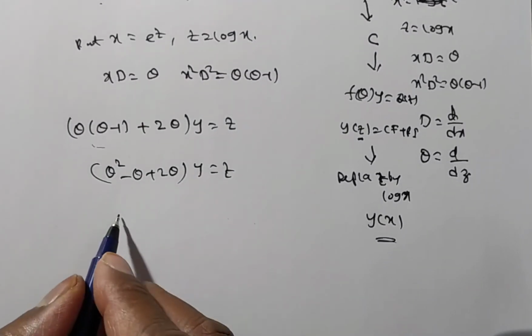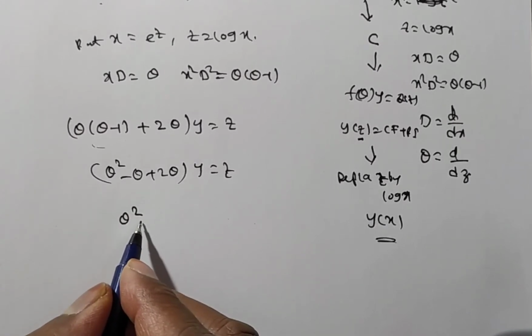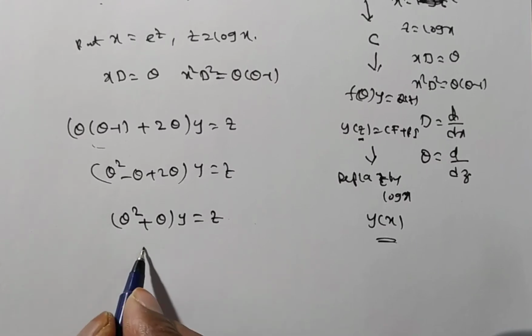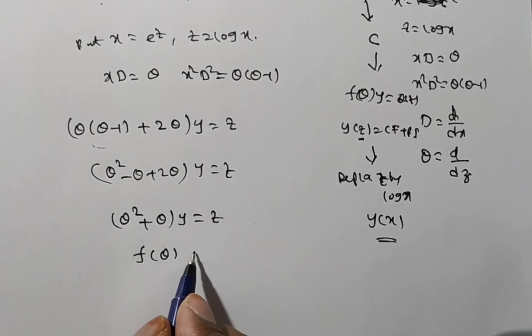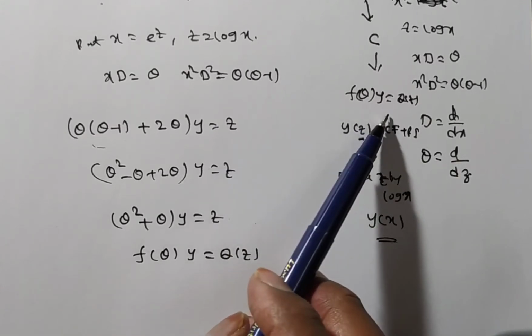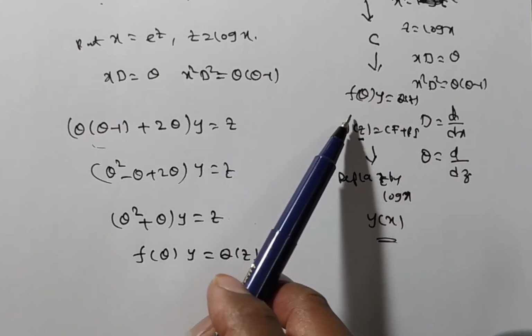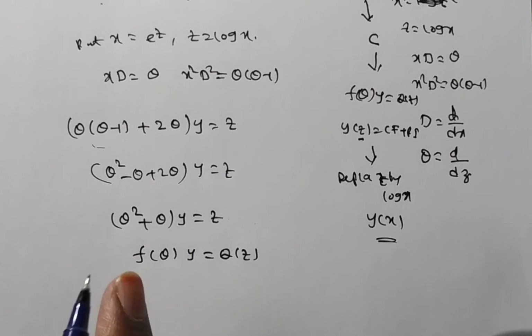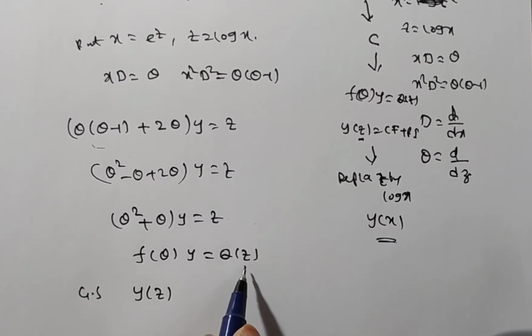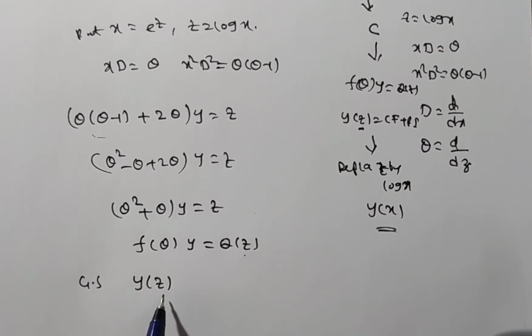If we simplify again, then we will have theta square plus theta into y is equal to z. Now you observe, the given problem is converted as f of theta into y is equal to q of z. What is the general solution for this given differential equation? The general solution is y of z, because this is in terms of z. If it were in terms of x, we would write y of x, but it is in terms of z.